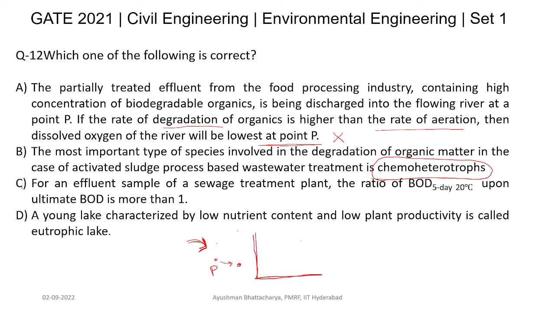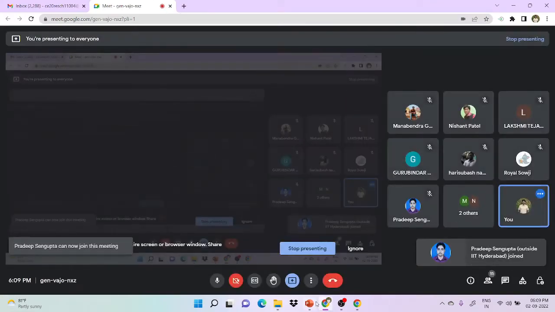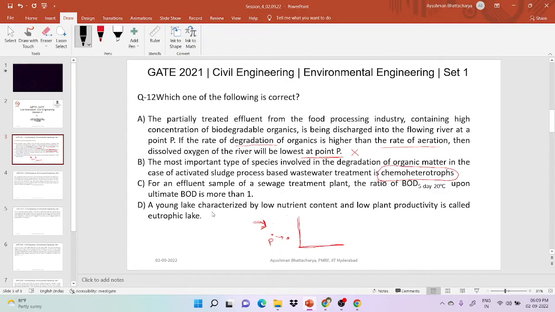Now moving to the third point. It says that for the effluent sample of a sewage treatment plant, the ratio of BOD 5-day upon ultimate BOD is more than 1. But this option is incorrect because we know BOD at 5-day is around 68% of the ultimate BOD. So obviously BOD 5 by BOD ultimate cannot be greater than 1.